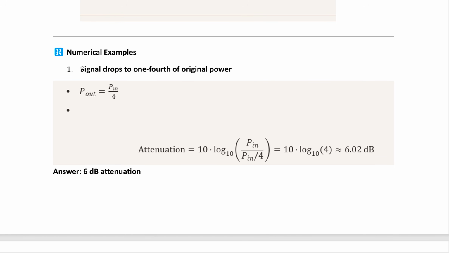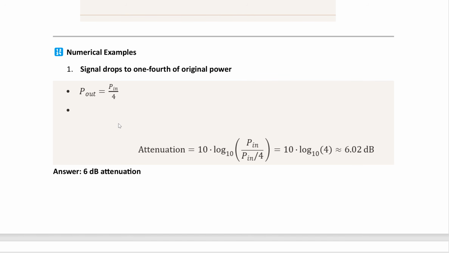First part: we have been given that the signal drops to 1/4 of the original power. That is, P out is P in divided by 4. That is, the original power is P in and P out is P in divided by 4. So attenuation will be 10 log10 of P in divided by P in by 4, which becomes 4. So the value of attenuation comes out to be 6.02 decibel. So the answer is 6 decibel attenuation, right?